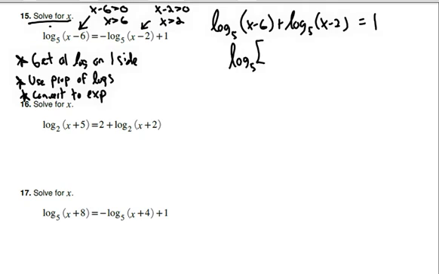Then using the property of logarithms, log a plus log b is equal to log a times b. So this is going to be log base 5 of (x minus 6) times (x minus 2), which is equal to 1. Then we're going to FOIL. And pretty sure I'm going to get this right, if slowly.